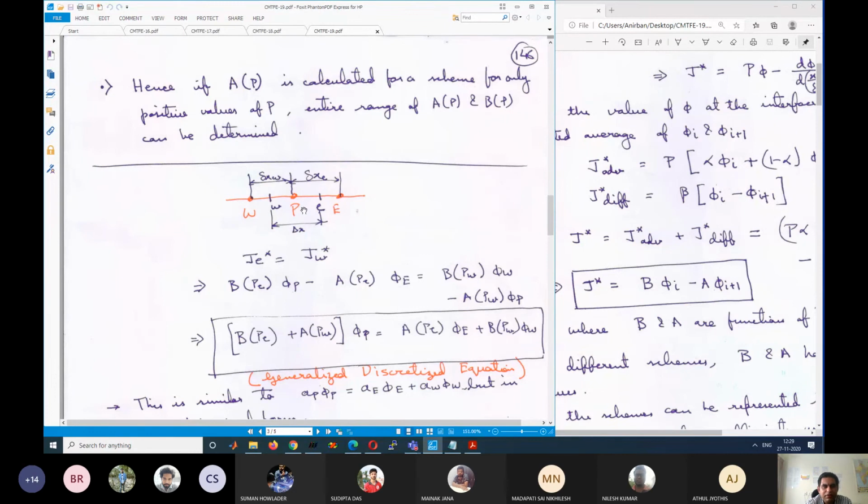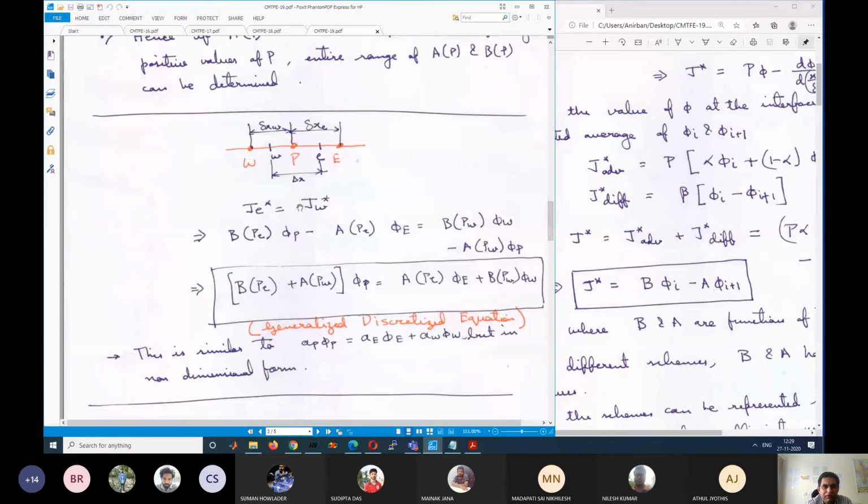In this case, for a 1D problem it should be the same, but otherwise it can have been anything. So by writing this, I can write the final discretized equation by taking all the phi P, phi E and phi W terms together. So phi P terms come to one side: this B of Peclet number P_E plus A of Peclet number P_W.